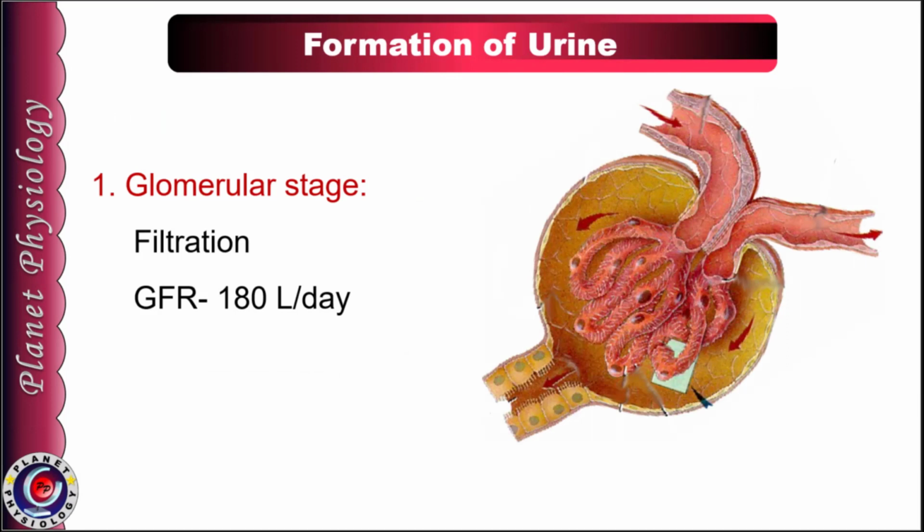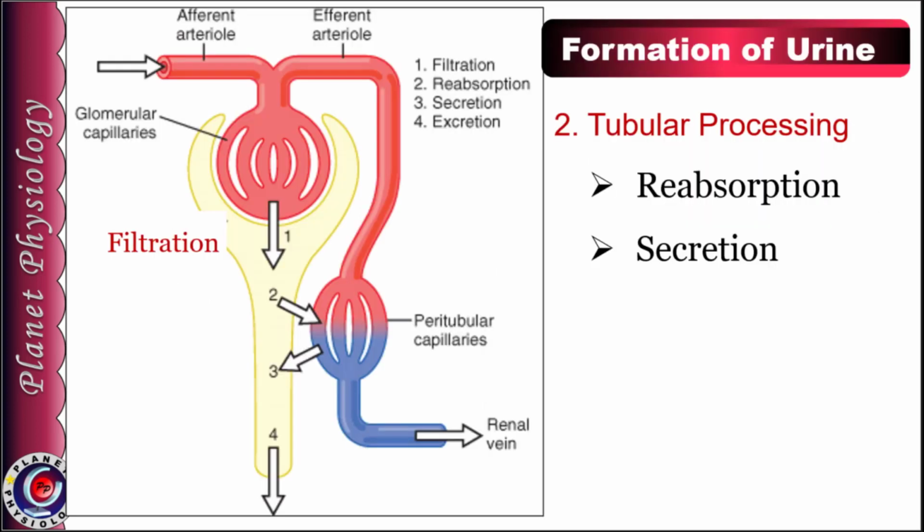We have already studied this step in detail. This filtration process is non-specific, where all the components of the plasma except plasma proteins get filtered. The second stage of urine formation is tubular processing of the filtrate. As this filtrate passes through the renal tubules, tubules reabsorb the important substances back into the circulation.